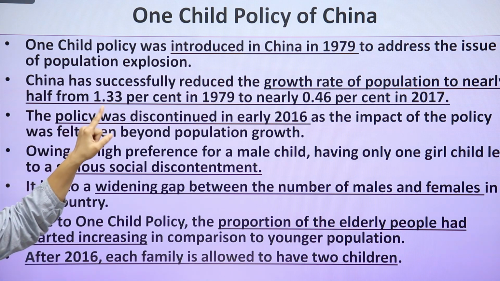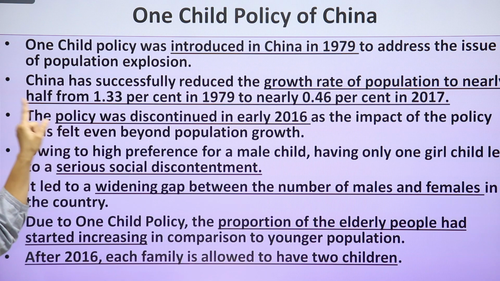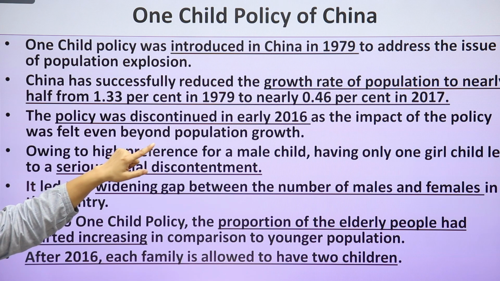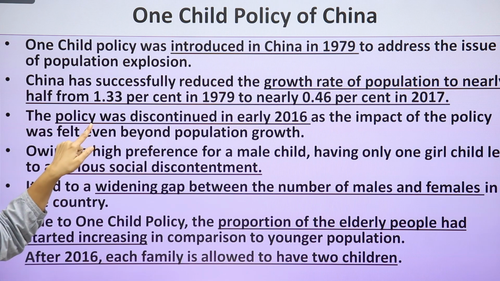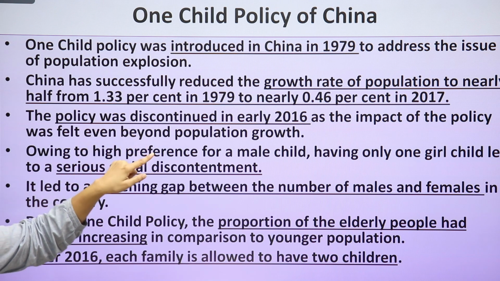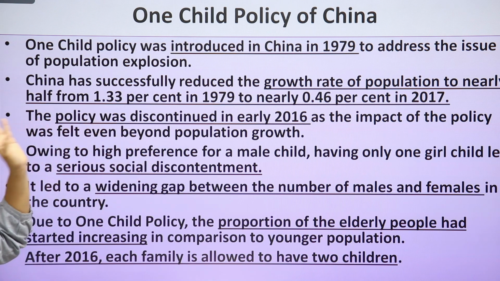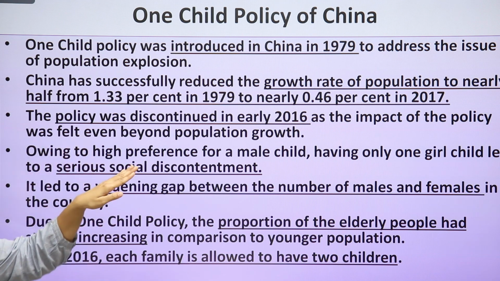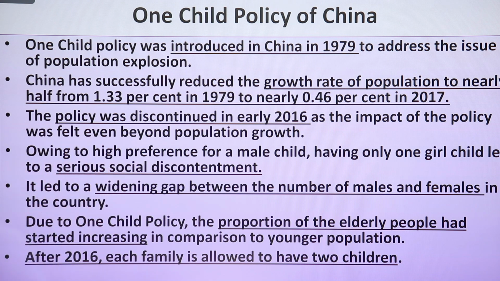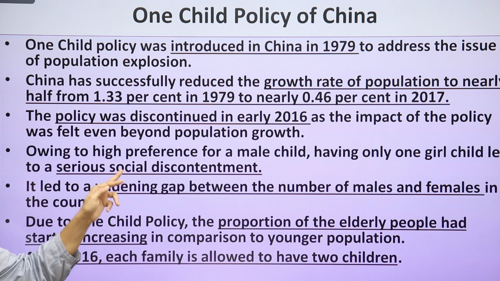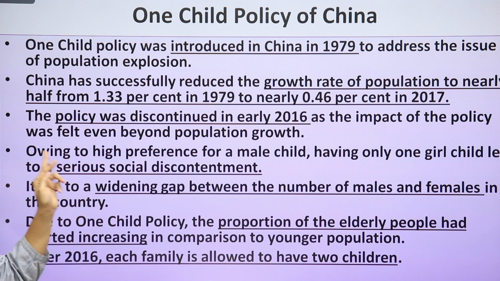Then the one child policy was introduced in China in 1979 to address the issue of population explosion. China has successfully reduced the growth rate of population to nearly half, from 1.33% in 1979 to nearly 0.46% in 2017. So it has drastically reduced its population growth rate in comparison to 1979, and now it is only 0.46%. The policy was discontinued in early 2016 as the impact of the policy was felt even beyond population growth. Now, when there was population explosion, China adopted the one child policy, but after that it reduced its population.